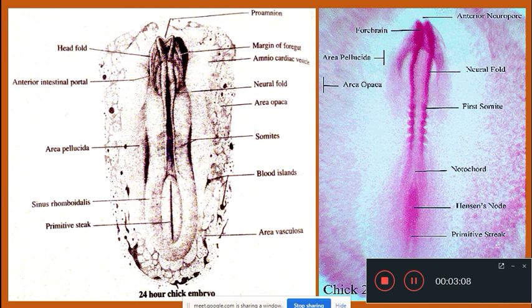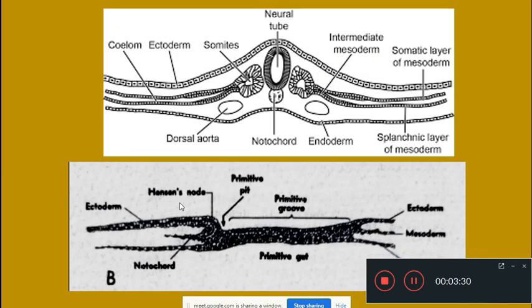Now the third one. The third one is the differentiation of mesoderm. Do you remember how the mesoderm formed? The mesoderm started by involution of cells through the primitive streak inwards. There was a groove inside, and through the groove the cells started involuting inwards, and that formed the mesoderm. So now we will see what is happening to the mesoderm.